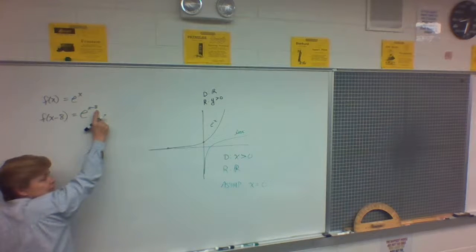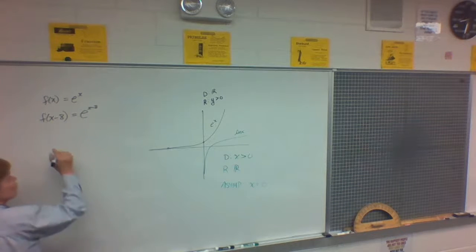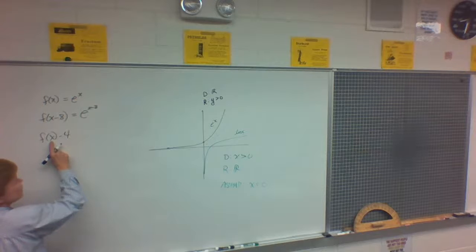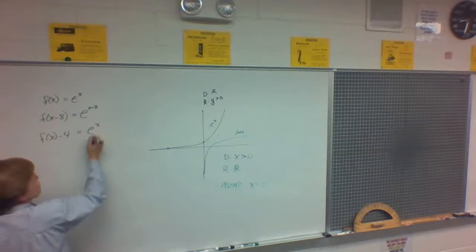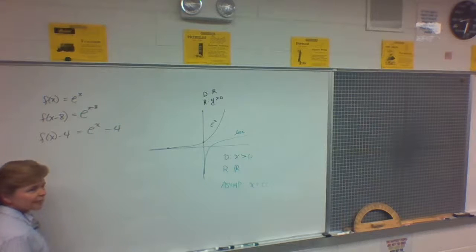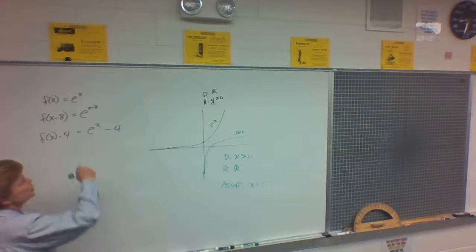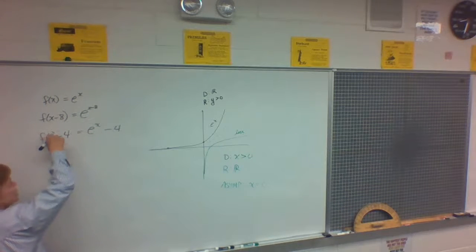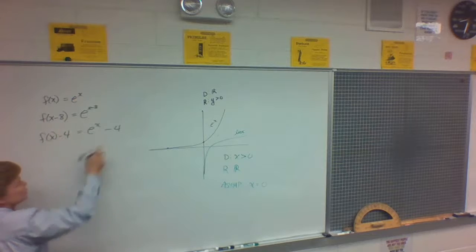Y'all see it? If I want to move it down 4, that means it's still f of x. That still remains, but then minus 4 after you exponent. So it's on the outside of the function. You follow me? The function here is exponenting, and so the function did not change. We just, after we did the function, went down 4.